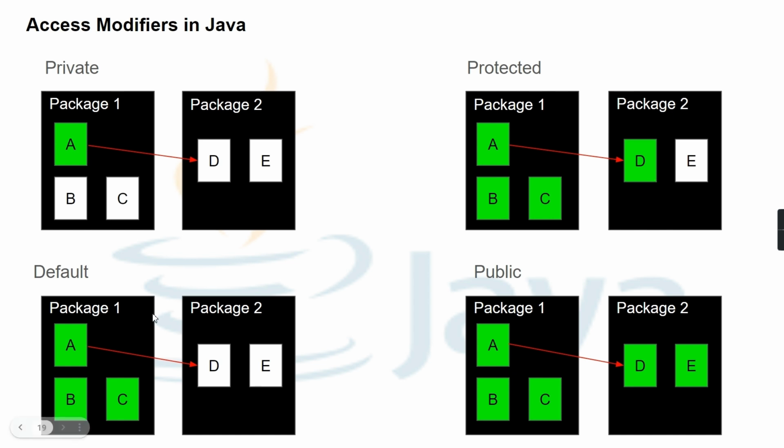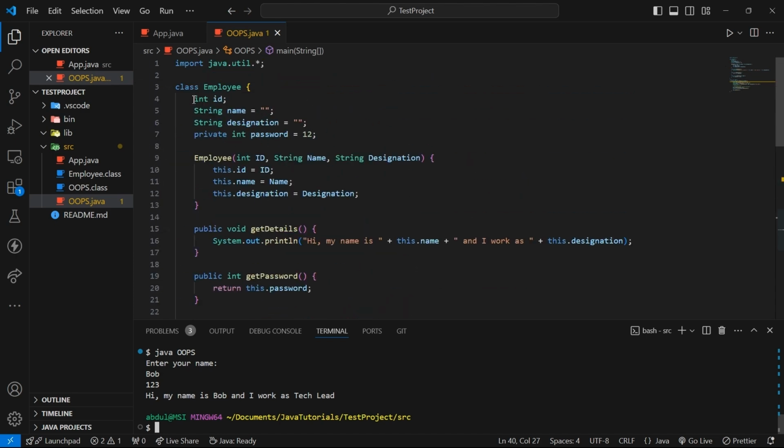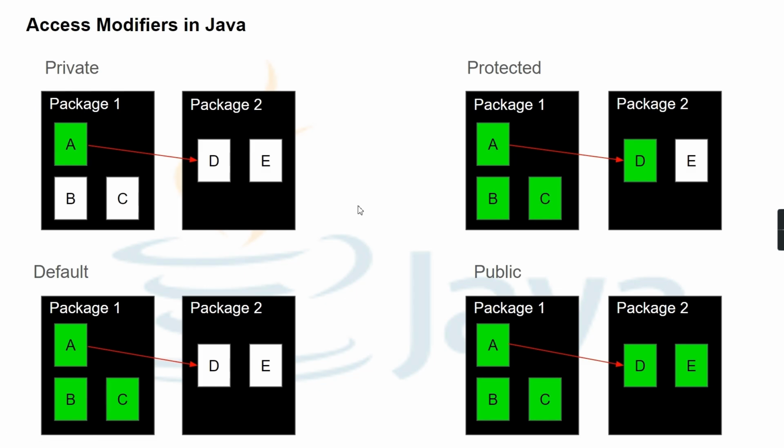Okay, and for the default, whenever we don't put anything in front of it, like in this case, that means they are default. So in the default case, all the classes of that package can access that data, but no one outside of that package can access it, even if they are a subclass of that class. And if it is public, then everyone from everywhere can access that data, whether they're classes of that package or classes of another package, and even if they're not subclasses of that class. So this is the concept of public, private, protected, and default in Java.